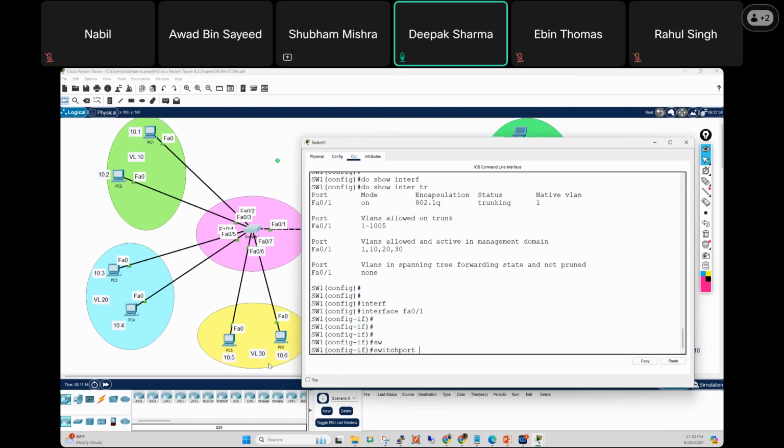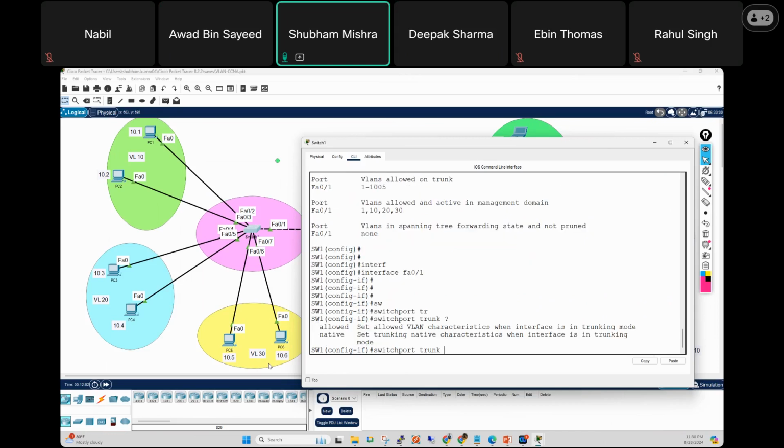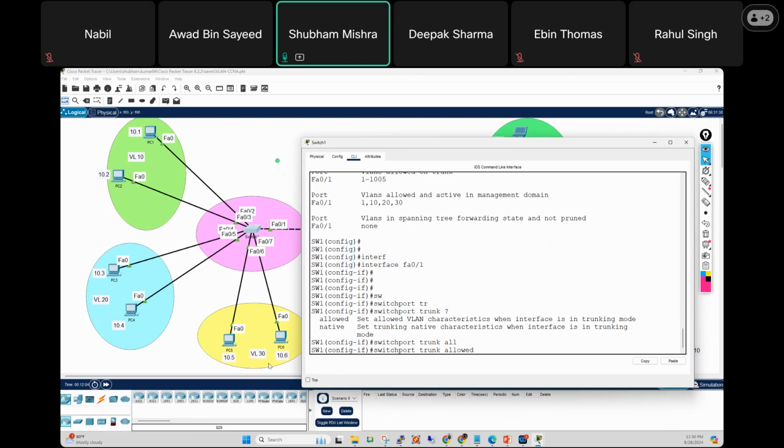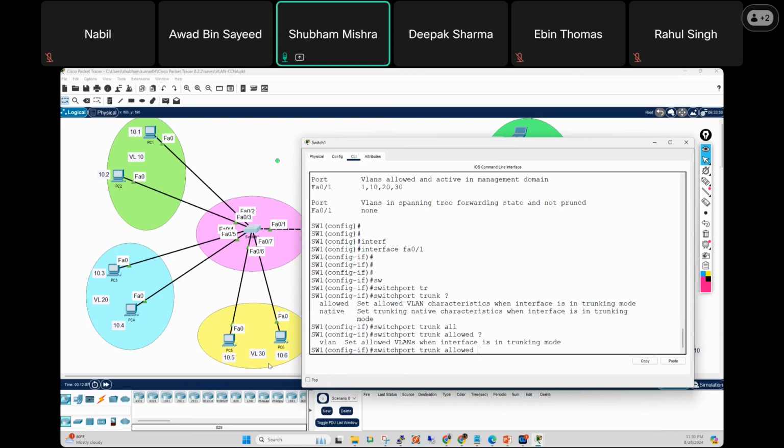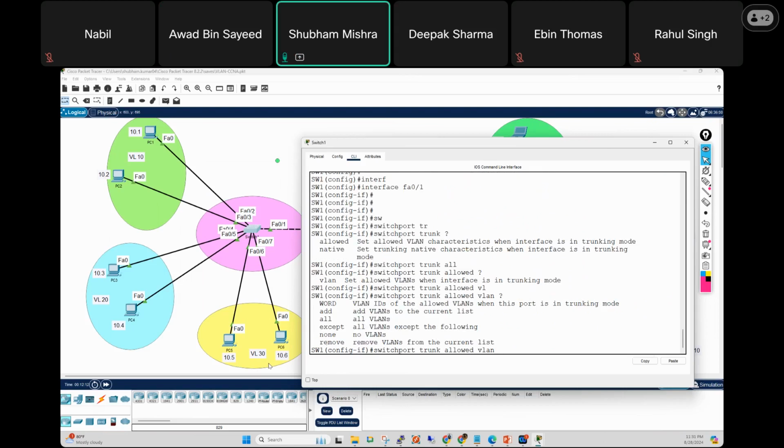Switchport trunk. I press the question mark. See, allowed. After allowed, I press the question mark. What is this? VLAN. After VLAN, I write the question mark. What are the things you are getting? You are getting word, add, all, except, none. Getting my point? These are the options you are getting, and for these options there are different meanings.